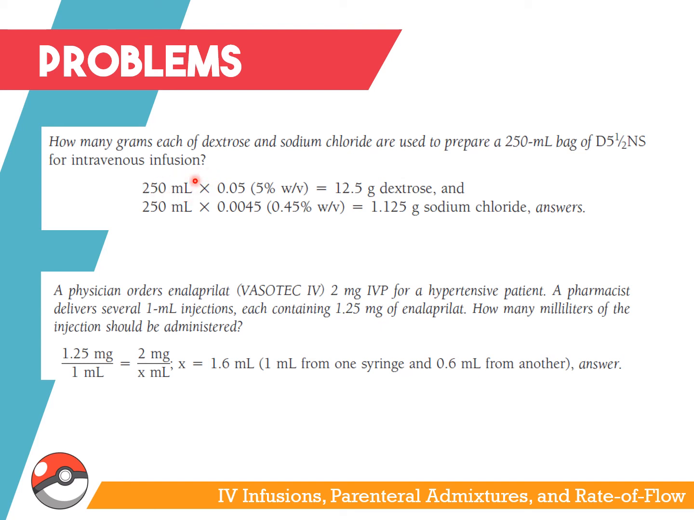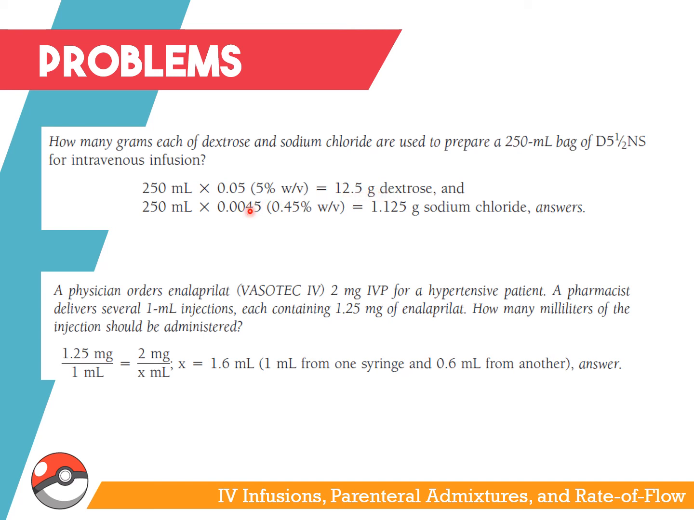So the volume is 250 ml. So to get the total amount of dextrose, we only need to multiply it by its concentration. So since it is 5% dextrose, 5% weight per volume, we have 5 grams of dextrose per 100 ml. And 5% is also equivalent to 0.05. So the shortcut would be to simply multiply 250 and 0.05. So the answer is 12.5 grams.